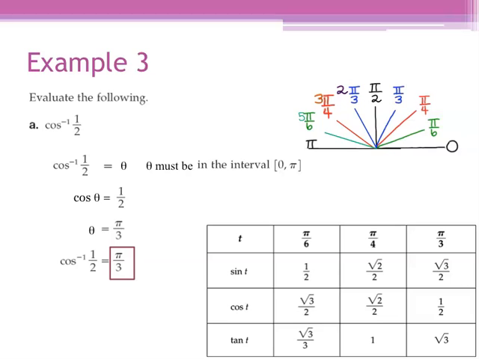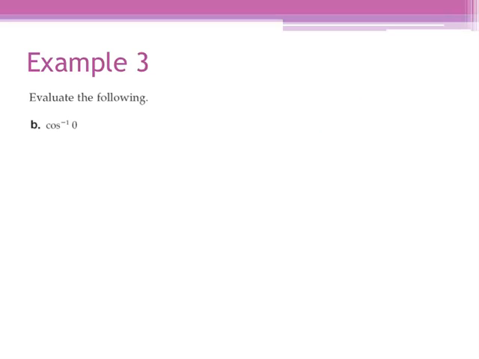Okay, let's look at the next one. Cosine inverse of 0. We'll do the same thing, write this as equaling theta. Remember that theta has to be between 0 and pi. So cosine theta equals 0. What value of theta will give you cosine theta equals 0?